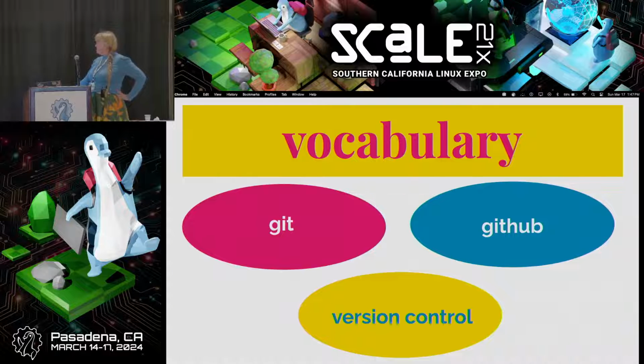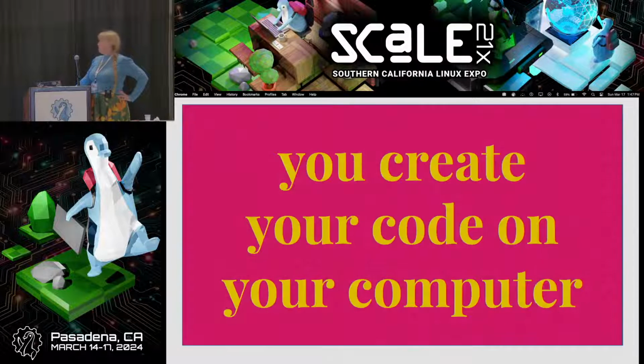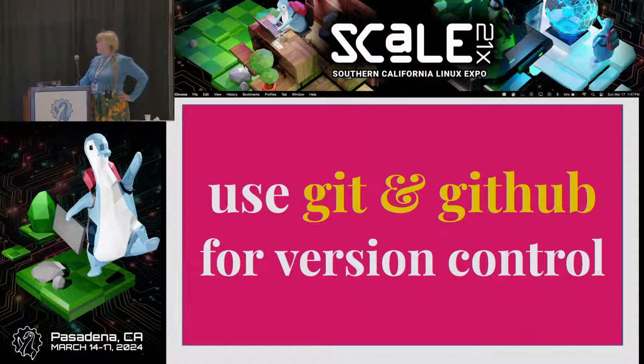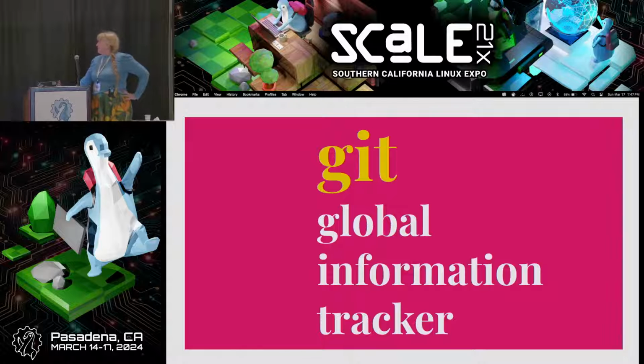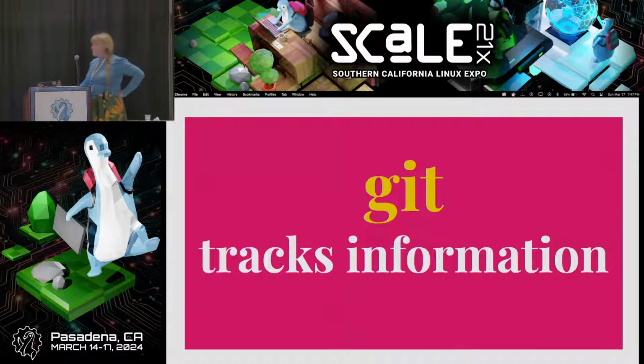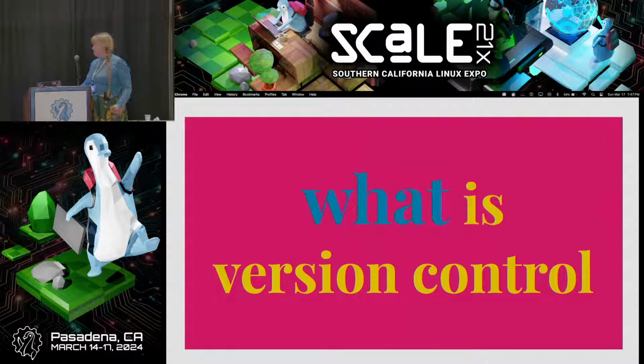So the first three are Git, GitHub, and version control. Using Git and GitHub, you create your code on your computer using Git and GitHub for version control. So the first question is, what is Git? Git, I didn't really know this, stood for Global Information Tracker until I looked this up. Git tracks information, and Git is version control. We all know that. We use it every day for version control.